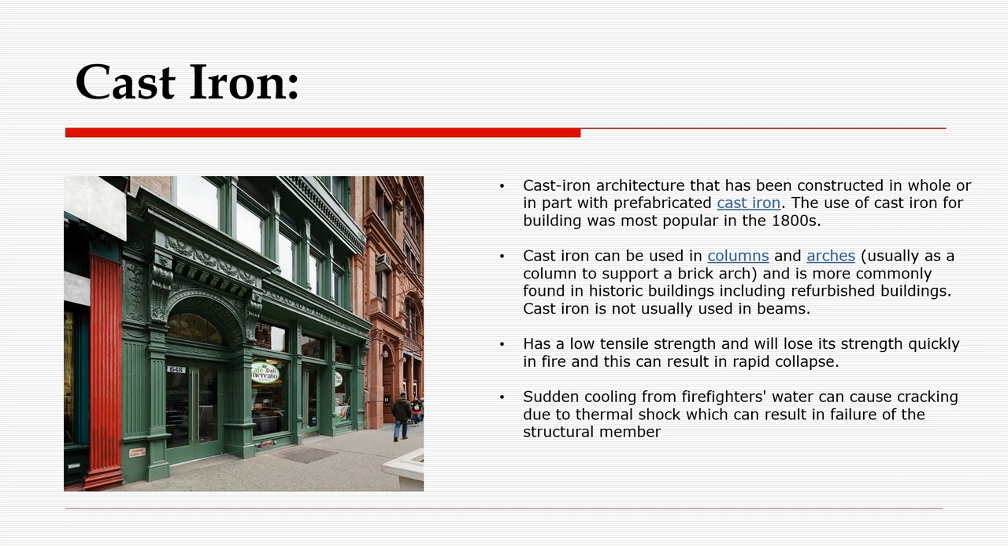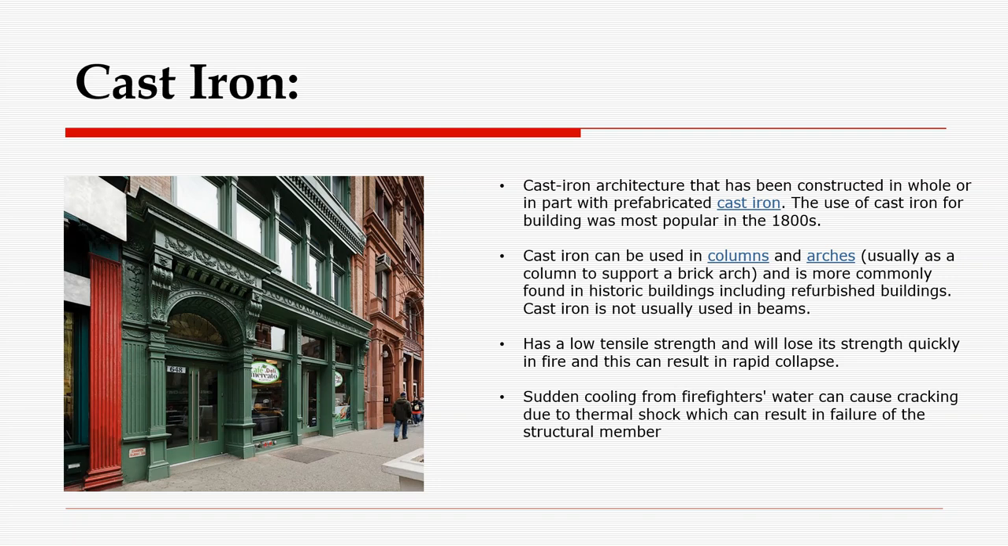Cast iron. We don't really see cast iron here in the city of Deer Park, but we don't just stay in Deer Park when we're fighting fires. We go to our neighboring fire departments' areas, and they may have cast iron architecture, especially in those historic main streets. LaPorte has a main street. I'm not so sure that Pasadena has one, but again, we may be going elsewhere where they may have this cast iron architecture. Cast iron was most popular in the 1800s, can be used in columns and arches, sometimes as a support to the brick arch. Again, most commonly found in historic buildings, including refurbished buildings.